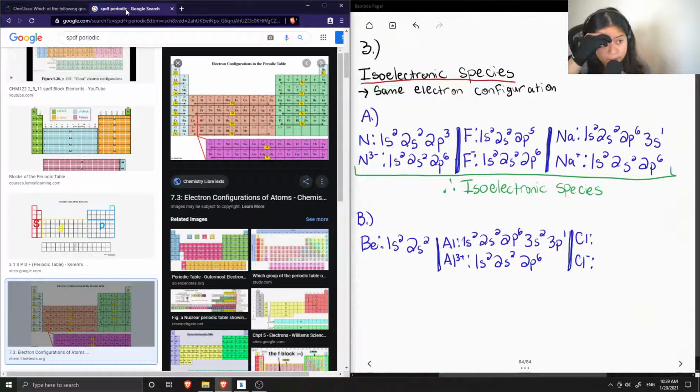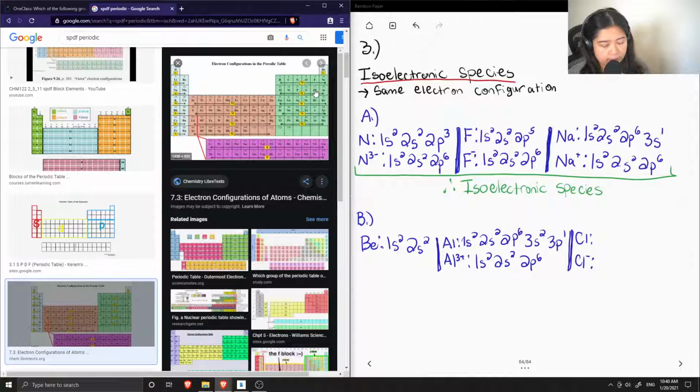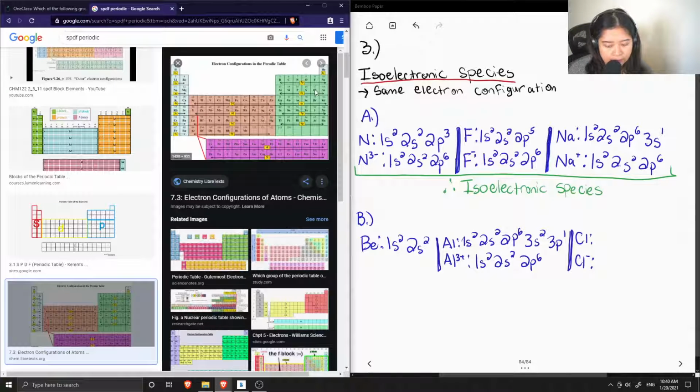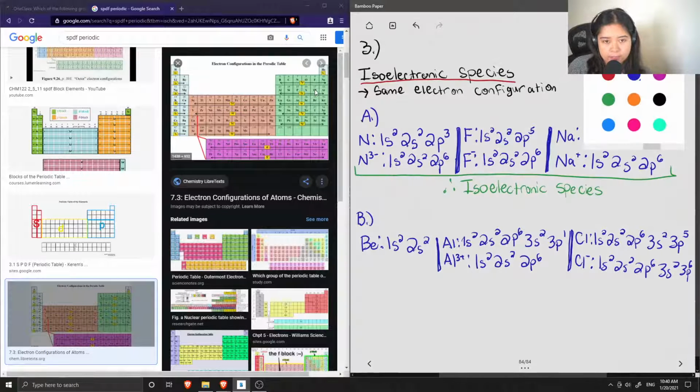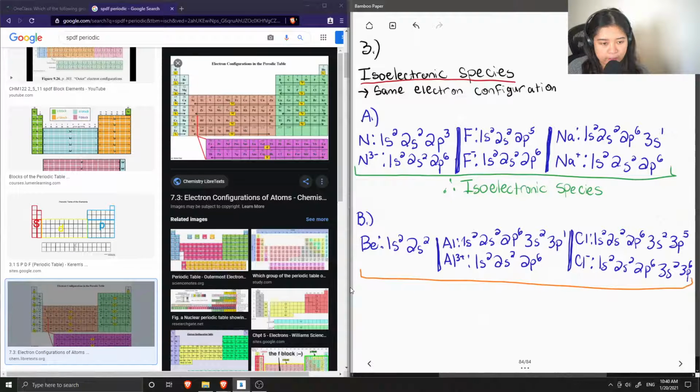Okay, for a ground state chlorine atom, it is found here, atomic number 17, and its electron configuration is 1s2, 2s2, 2p6, 3s2, and then 3p5. And if it were to gain an extra electron, then it would end in 3p6. Okay, so already we can see that these 3 options are not isoelectronic.